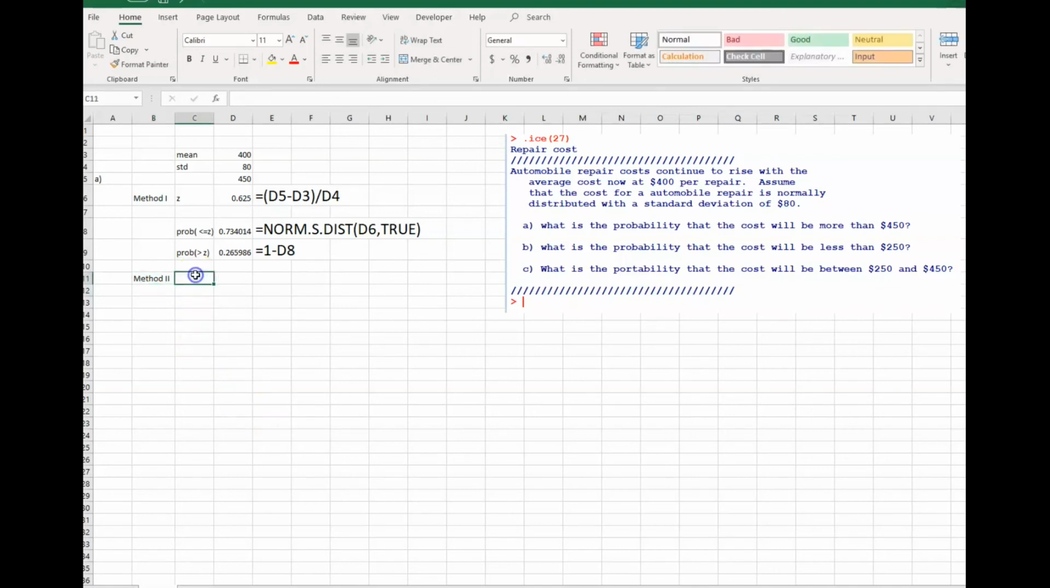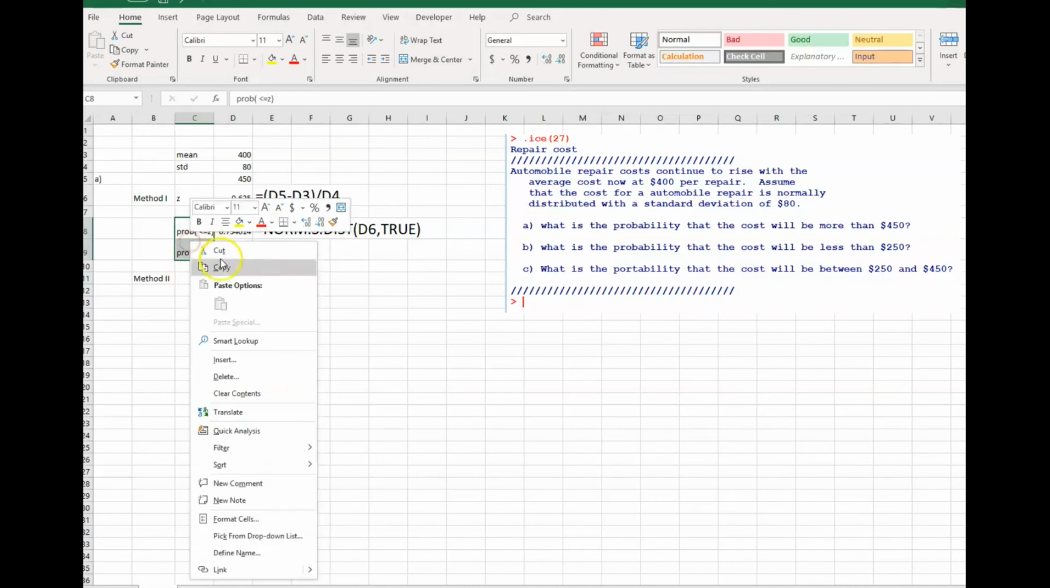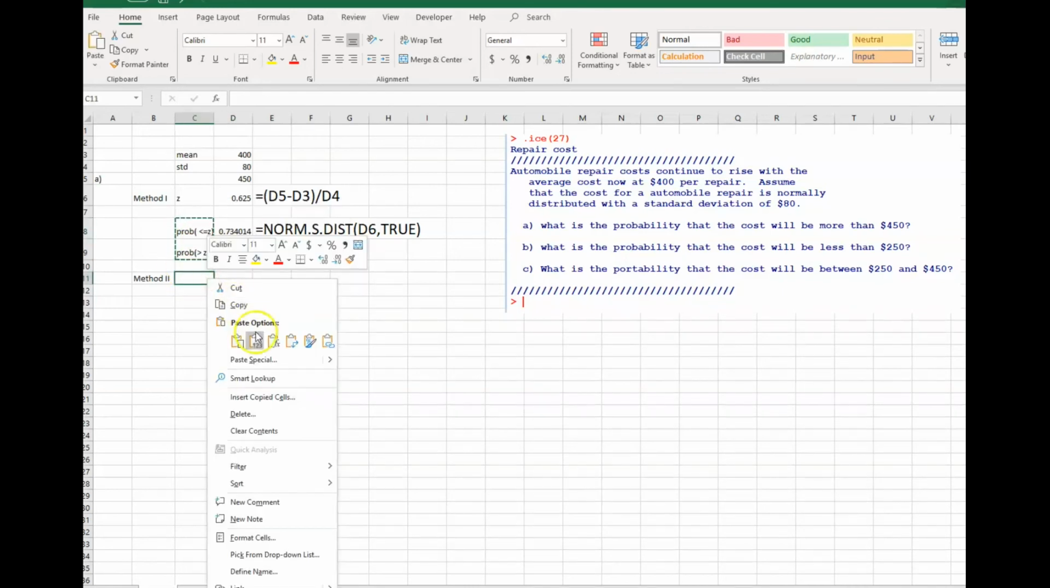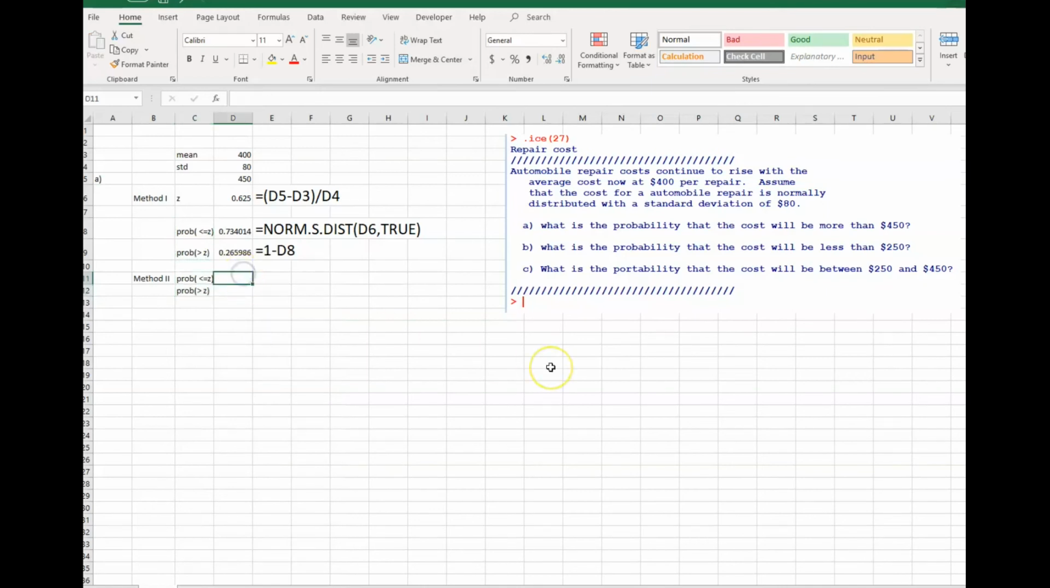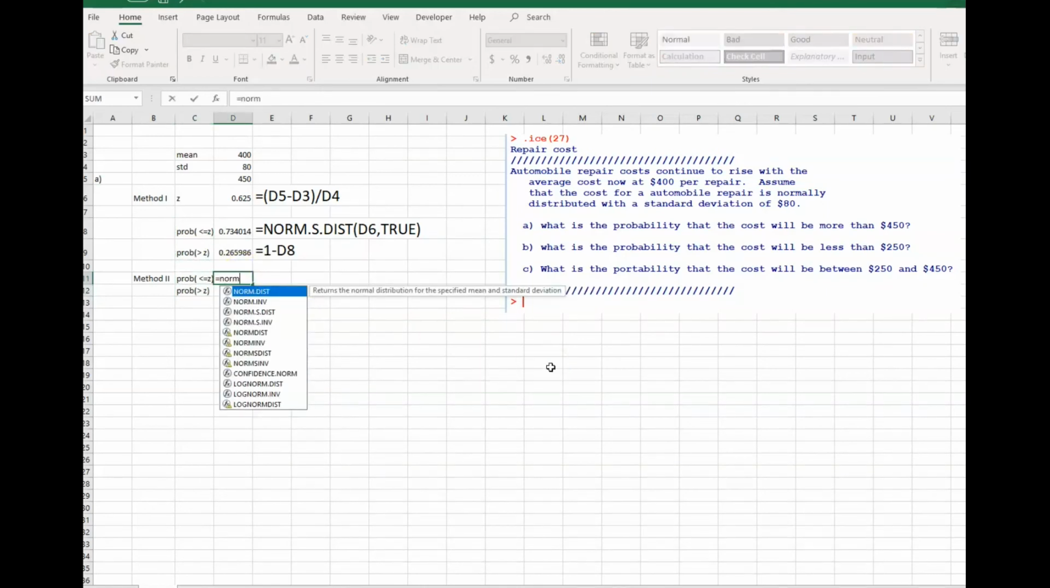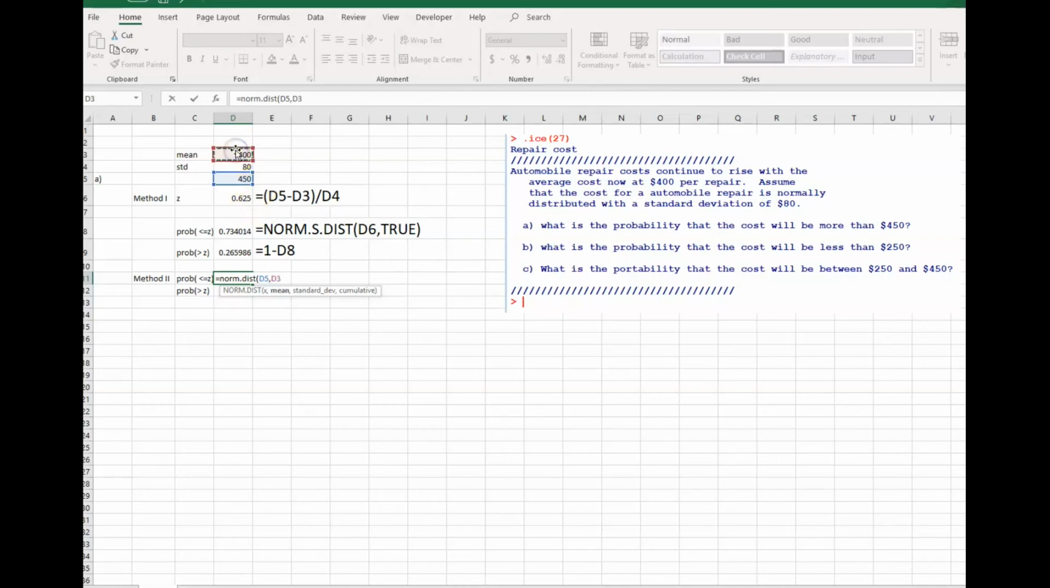And method 2 is we simply use, you can use one cell, and I prefer 2-step. The first one is we use NORM.DIST. We don't use standard normal. The first input is our value, 450. The second input will be our mean, and the third input will be our standard deviation. Again, this is cumulative, so it's true.